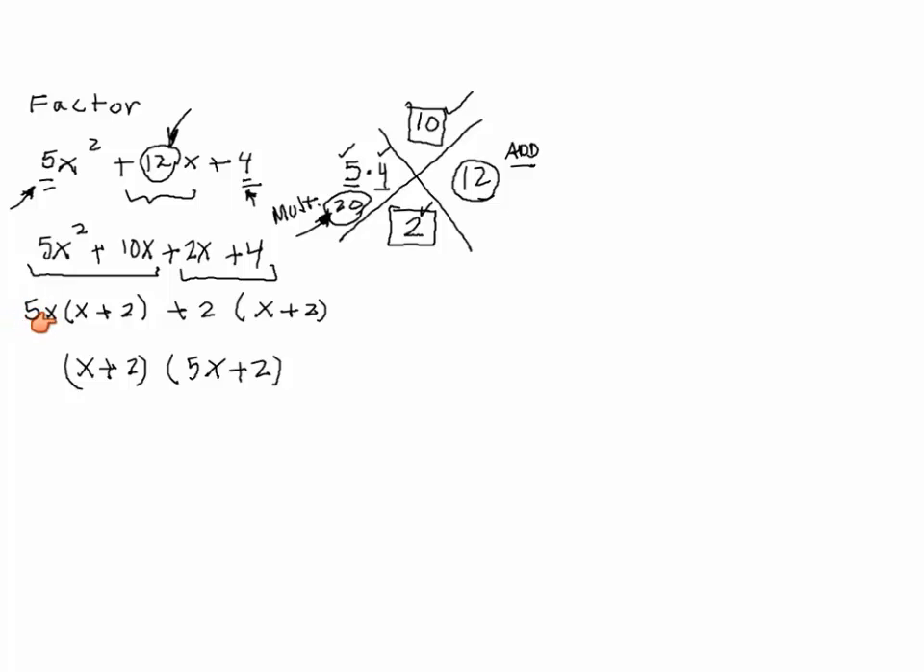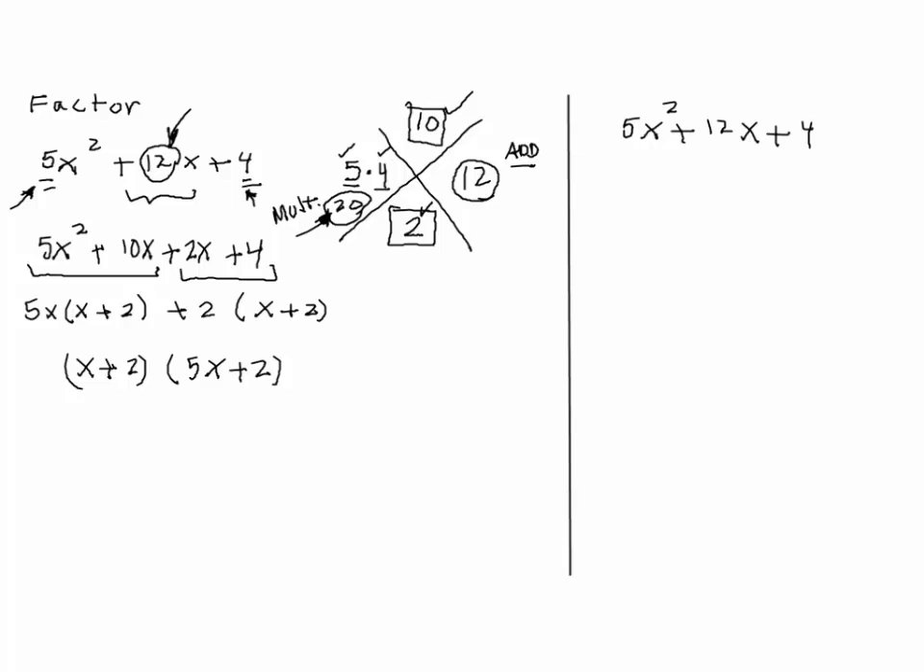So we have 5x squared plus 10x plus 2x plus 4. Now if you factor by grouping, you have 5x in common between the first two and 2 in common between the next two. So we get x plus 2 in common here, and then we can factor that out. Another way to factor this would be just write down the problem like we have here.